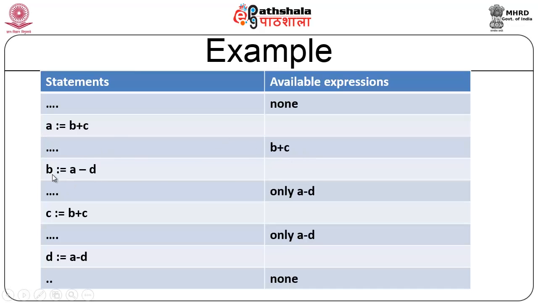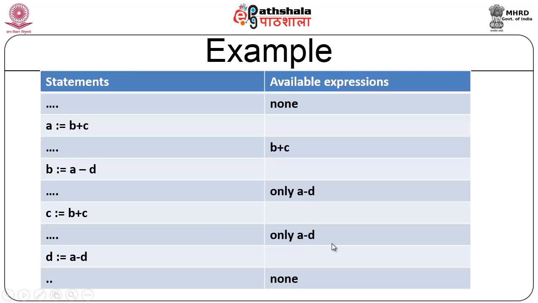The next one is B is equal to A minus D. So, what will I start with? I will add A minus D here, but B plus C is already there. But the next step says delete from the expressions anything involving B. So, B plus C will be removed at this particular point. Then I will add C is equal to B plus C. So, what will I do? I will first add B plus C, and then remove expressions involving C. Therefore, I will remove B plus C itself.